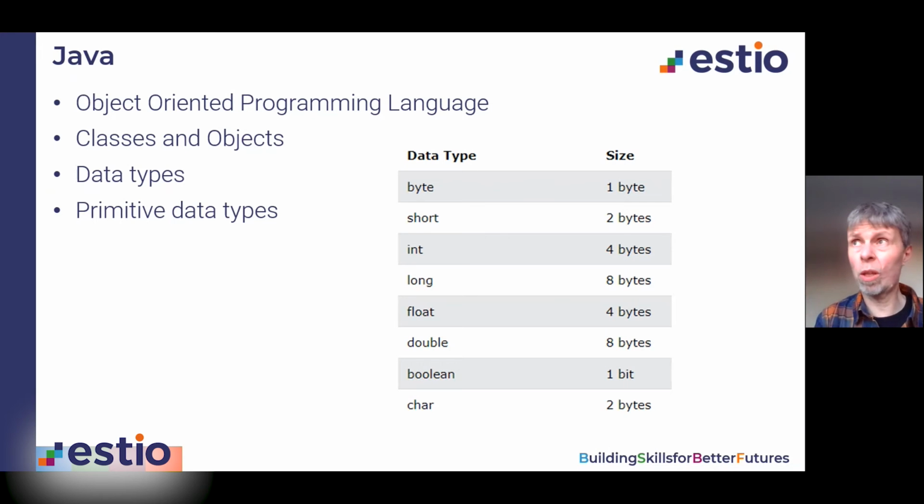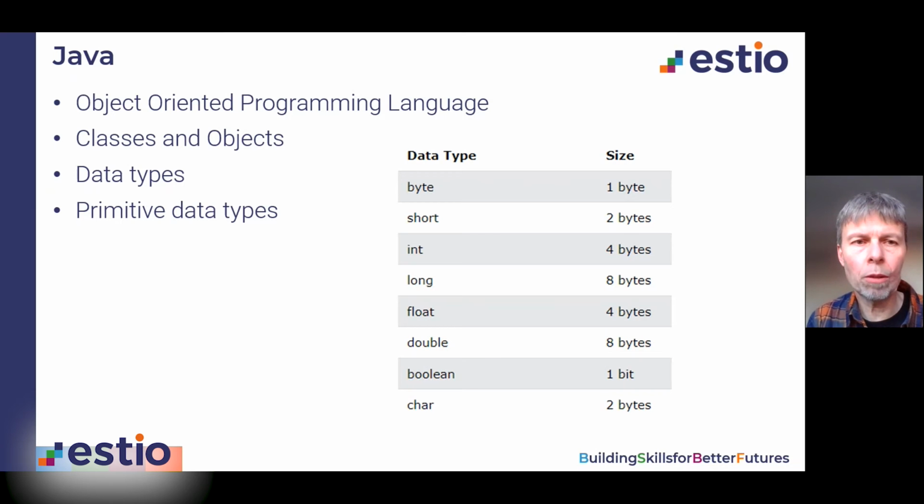Or with cars, you might have a class of cars, but then you might have a specific car, or an instance of a car, which would be, let's say, a red Ford Mustang with a specific number plate. That would be a specific instance, or in Java terminology, an object. So you create objects from classes.